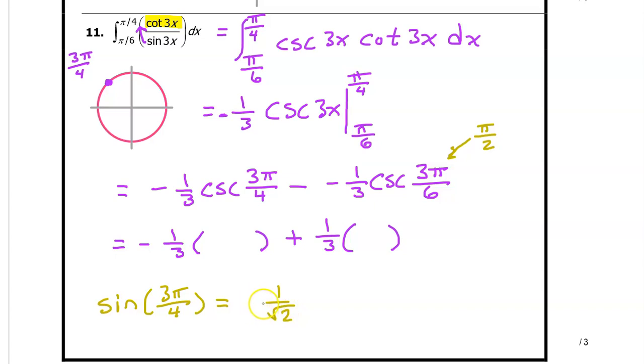Will this be positive or negative? Well, 3 pi over 4 is in the second quadrant. Sine is a y value, so it's positive. So the sine of 3 pi over 4 is 1 over radical 2. Therefore, the cosecant will be the reciprocal of this. Turn it upside down and you just have radical 2. Now, what about the sine of 3 pi over 6?